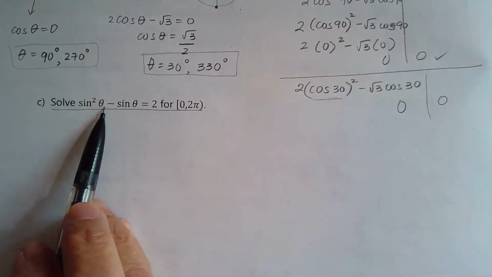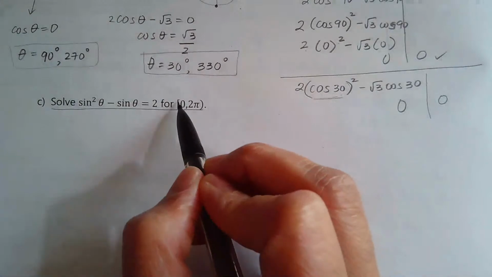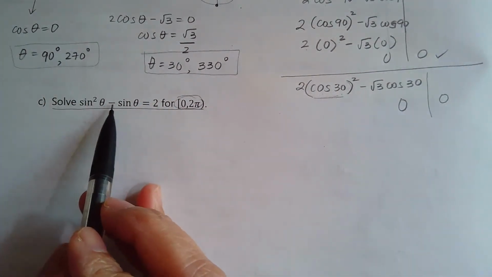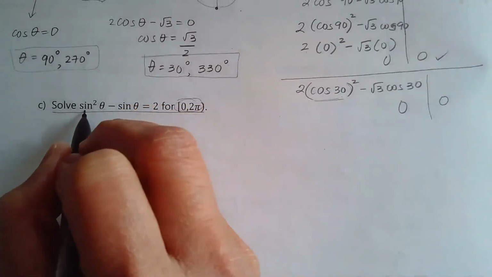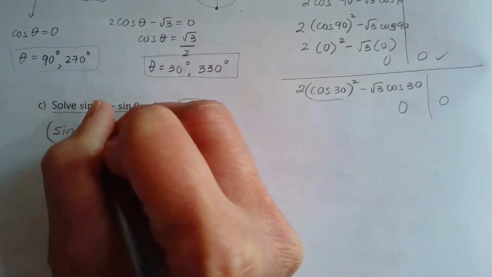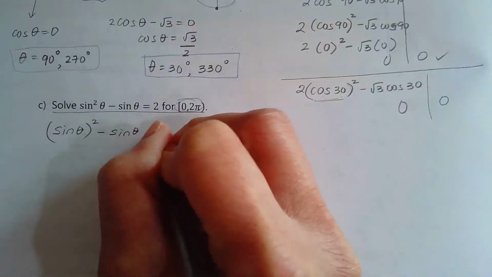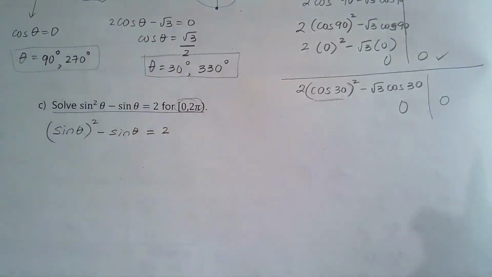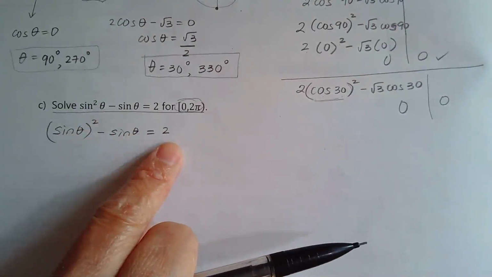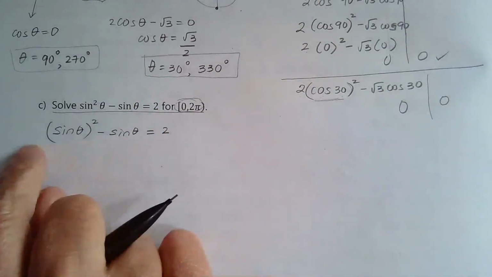Sine squared of theta minus sine theta equals 2 for 0 to 2 pi. Now we're back to pi's. Sine squared theta really means sine theta all squared, minus sine theta, equals 2. In this case, you're going to see that there's a quadratic, degree 2. So how do we do this? We can't just factor it out.